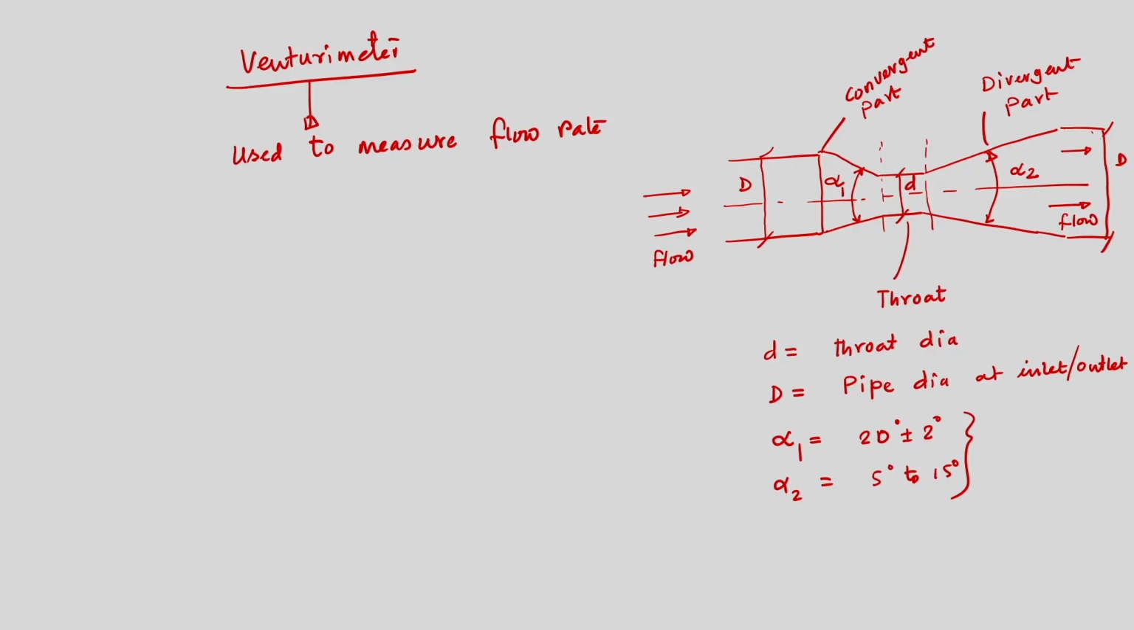So, we have a venturi kind of thing. Now, this venturi is used to provide a pressure drop. When the flow is approaching the convergent part, the streamlines will follow the geometry of the nozzle, that convergent section of the venturi.